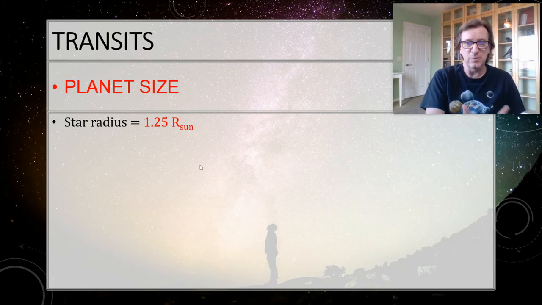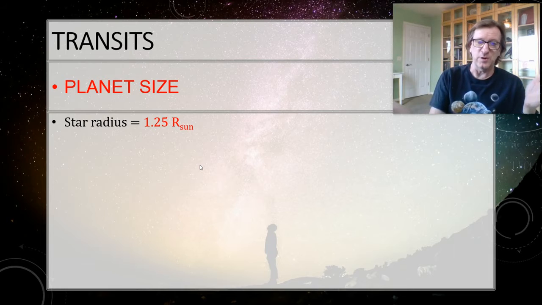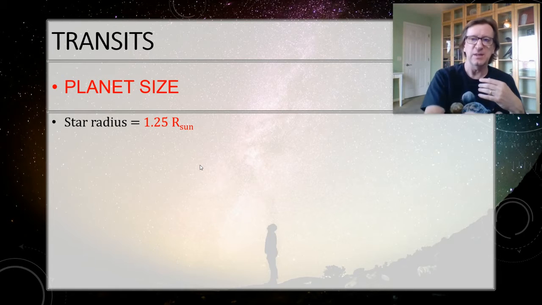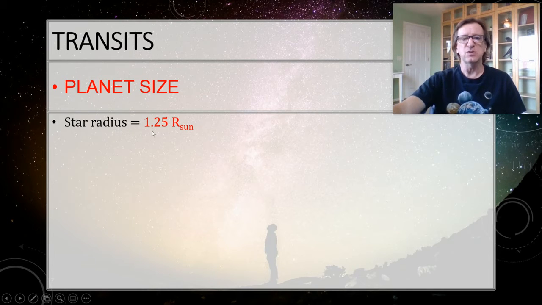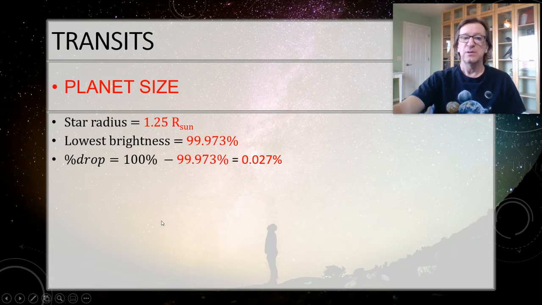But given the length, I don't want you to spend too much time on the homework. So for this section, I'm going ahead and giving it to you. But make sure that you know how to calculate that if you need to. All right, so in this case, we're saying that the star is one and a quarter times the size of the sun. And we got a brightness drop of 99.973. So the next step then is to take the brightness drop. It's 100 minus 99.973, and that's 0.027.